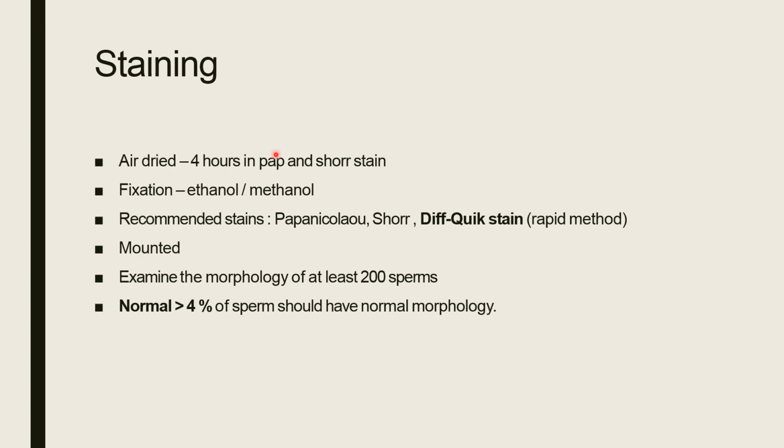The smear should be air dried, and then it would be stained with Papanicolaou or Shorr stain. We can even stain it with eosin. The eosin that we were using for the detection of the vitality of the sperms would also tell about the morphology of the sperms. Then we fix it with ethanol or methanol, and we see it under the microscope. We have to observe 200 sperms, and normal morphology would be greater than 4% of the sperms.